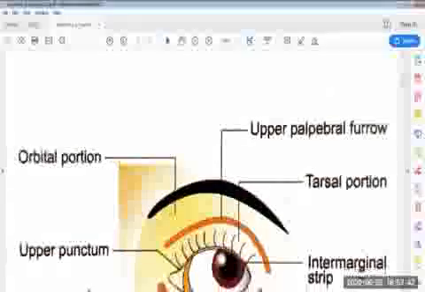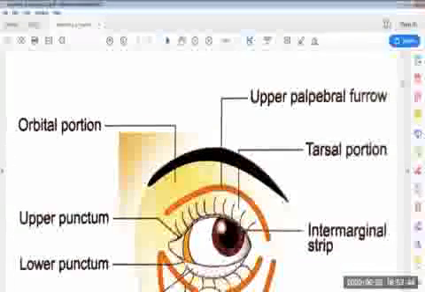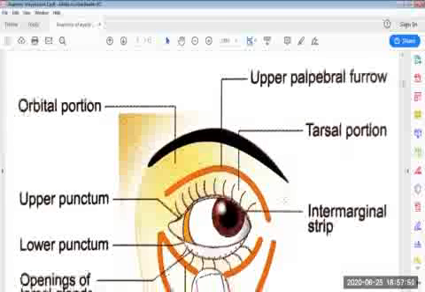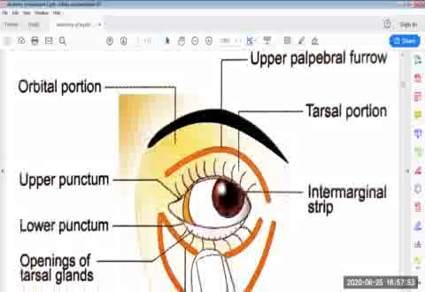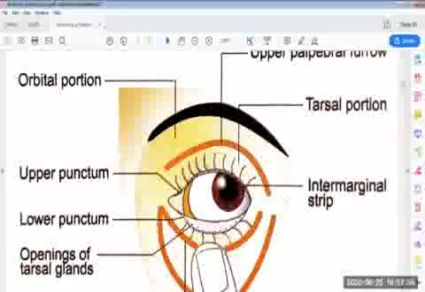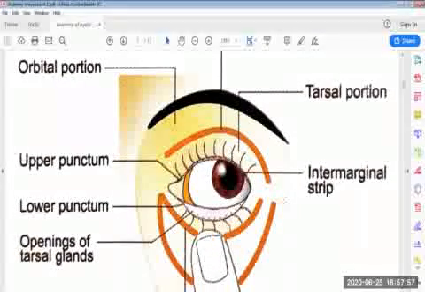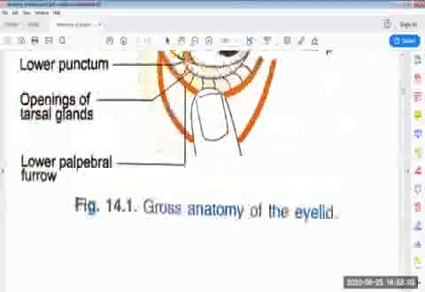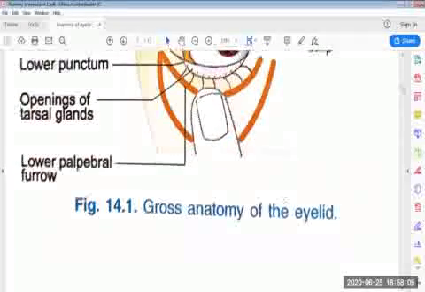So here's an image of the eyelid where you can see the upper palpebral furrow, which has divided the eyelid into two parts, the orbital portion and the tarsal portion. And just like that, there's the lower palpebral furrow.